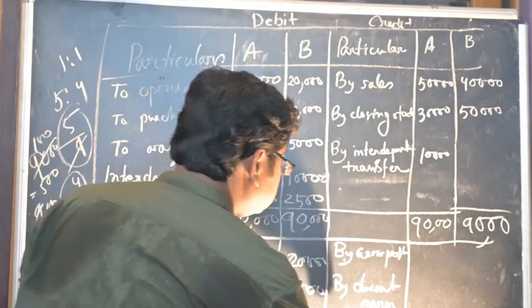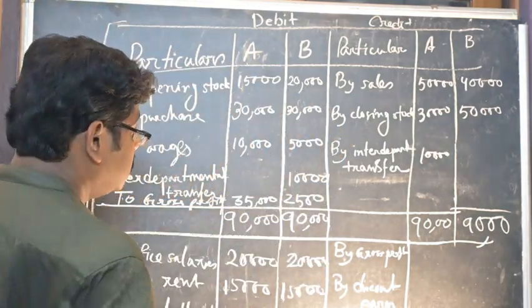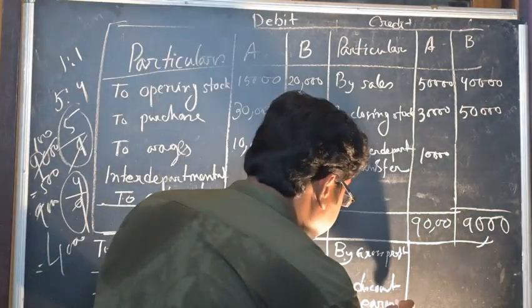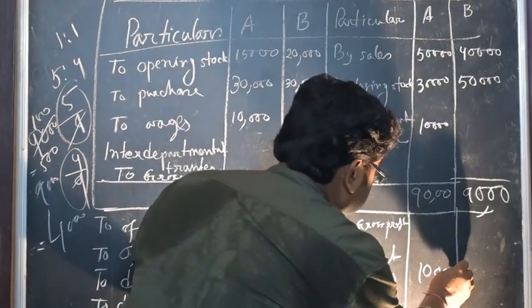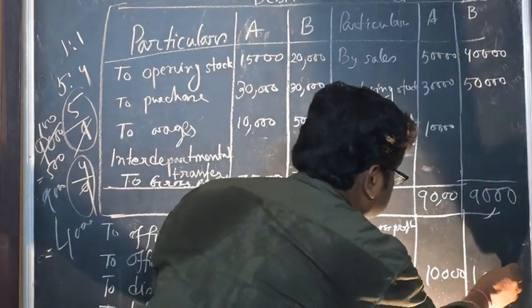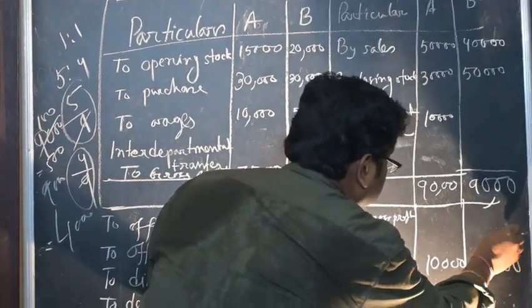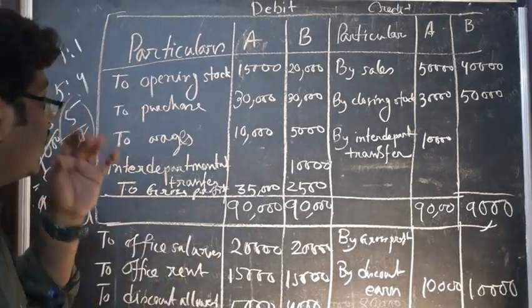So discount earned is 10,000 for department A, and it is also 10,000 for department B.